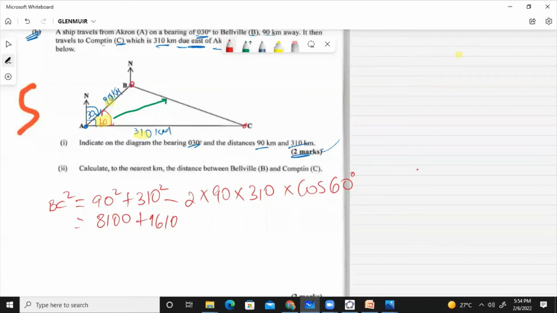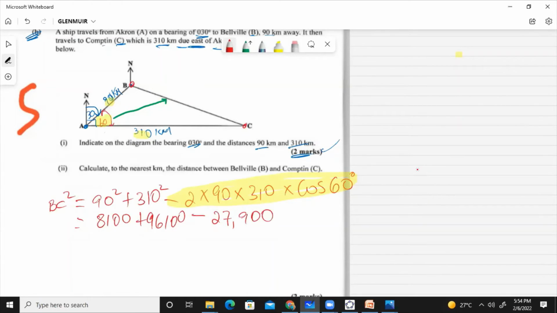96,001. Yeah? 96,100. Very good. Then everybody is to put all of this on it one time. So minus 2 times 90 times 310 times the cosine of 60. And I'm going to write what I'm getting. You could confirm with me. 27,900. All right, so we have all of that.